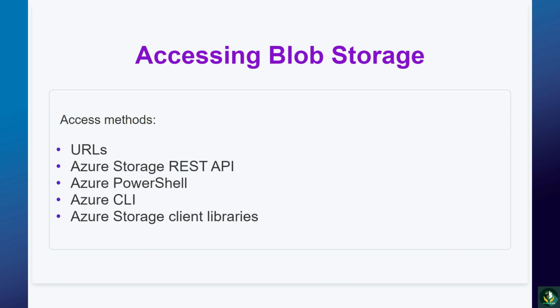One of the most straightforward ways to access blobs is through URLs. These web addresses provide a direct link to your stored objects, making it easy to integrate blob data into web applications or share files with others. For developers seeking more programmatic control, the Azure Storage REST API presents a powerful interface. This API allows for fine-grained management of blob storage, enabling operations like creating containers, uploading blobs, and setting access policies.